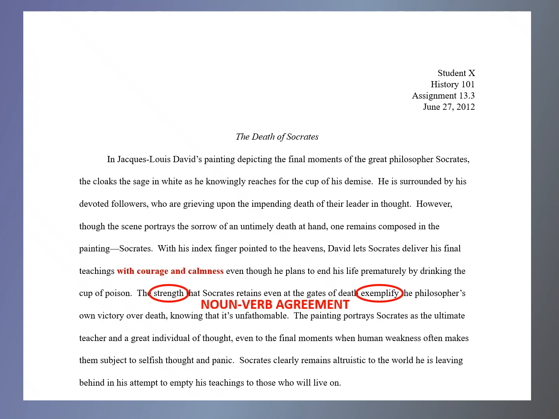When the subject is singular, such as strength, the verb usually has an S or an IES at the end of it. Thus, the sentence should read, "The strength that Socrates retains even at the gates of death exemplifies the philosopher's own victory over death." In other words, the strength exemplifies.